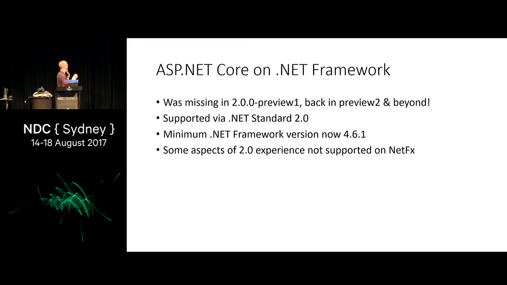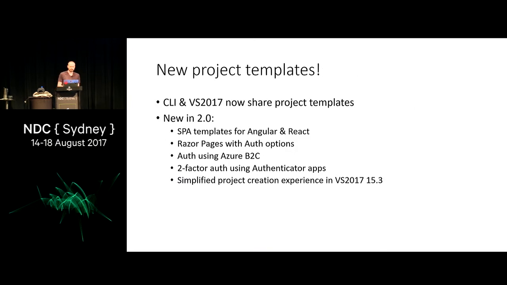As I mentioned before, the minimum version now is 4.6.1. So if you're using ASP.NET Core and you're running on .NET Framework, you want to go to ASP.NET Core 2, you will have to go up to .NET Framework 4.6.1, which I hope you're on already, or newer. I think it's up to 4.7.1 or something now, so it's good stuff.